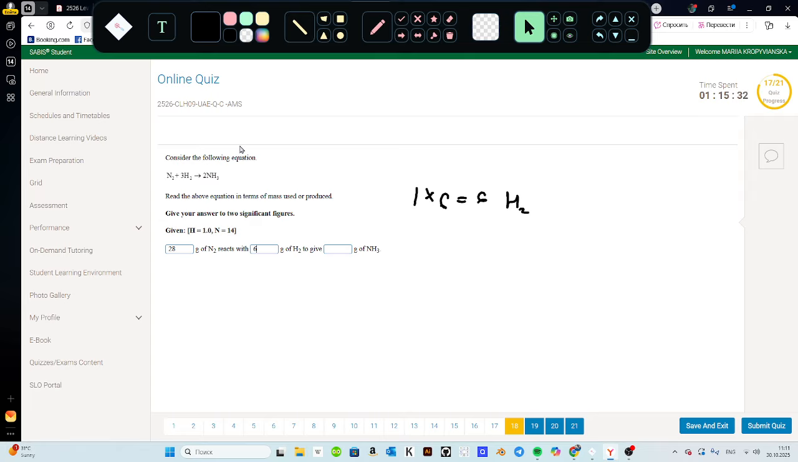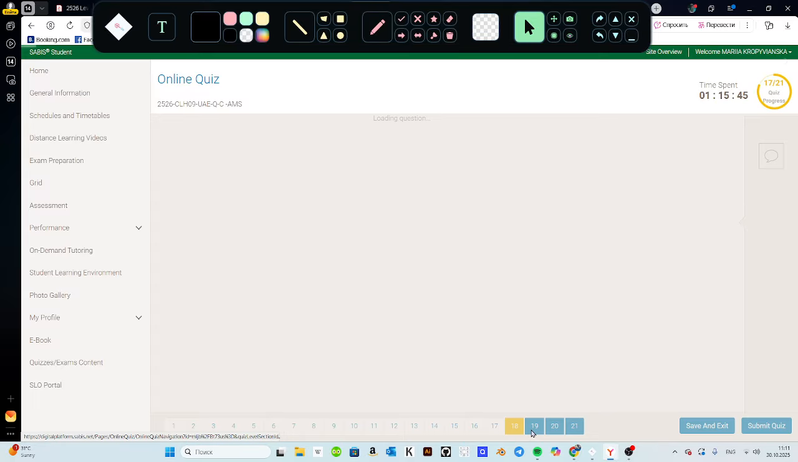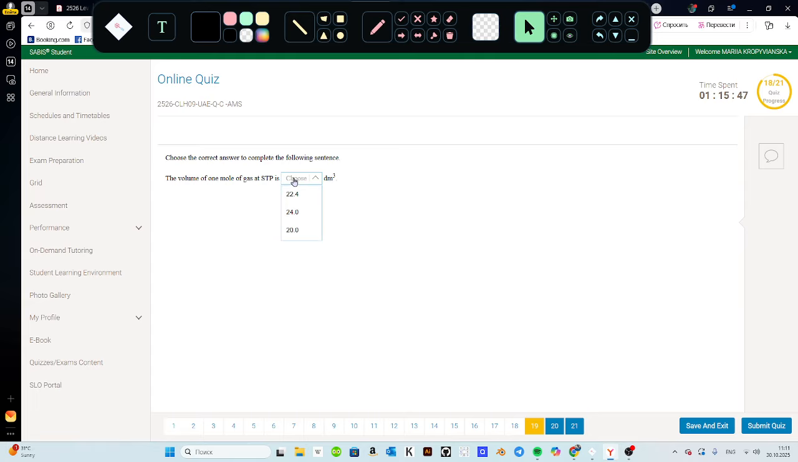Now, to not calculate the whole thing for NH3, we can just add up 28 plus 6, which will give us 34, because as we know from the rule, the total mass of reactants is always equal to the mass of products. So 1 mole at STP is 22.4 liters. It's a rule.